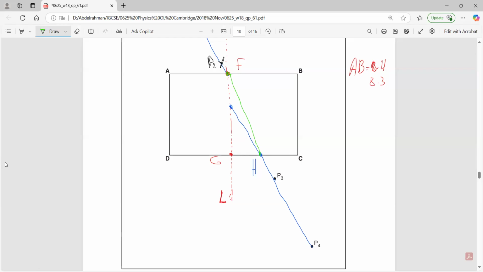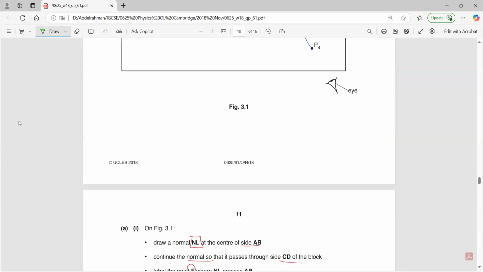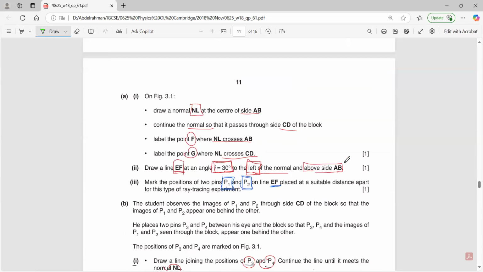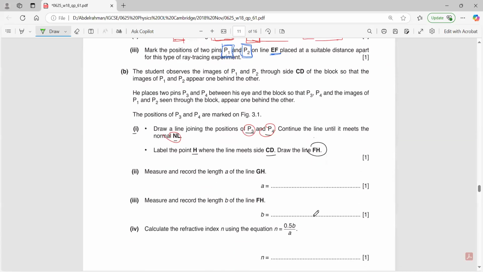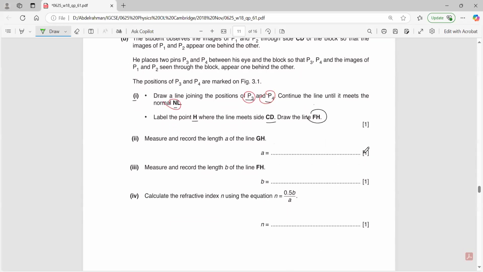I took a mark. I just drew two lines and put a point H, then drew another line FH. I keep on taking marks, here 1, 2, 3, 4 marks, just drawing a couple of lines, and then a couple of other marks just to measure some distances.